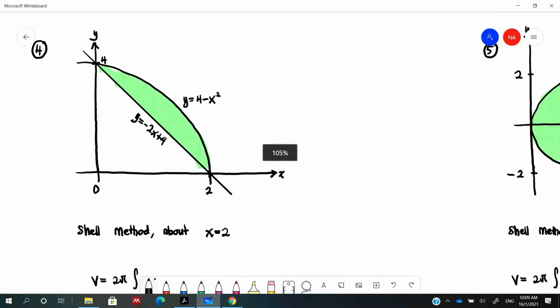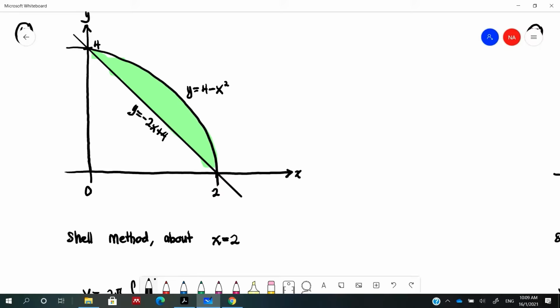Alright, so let's look at question number 4 here. We want to use the shell method to find the volume when the region is rotated about x equal to 2. So I'm going to draw the line x equal to 2, which is given by this line. So this is x equal to 2. We want to rotate about this axis, so it is a vertical axis.